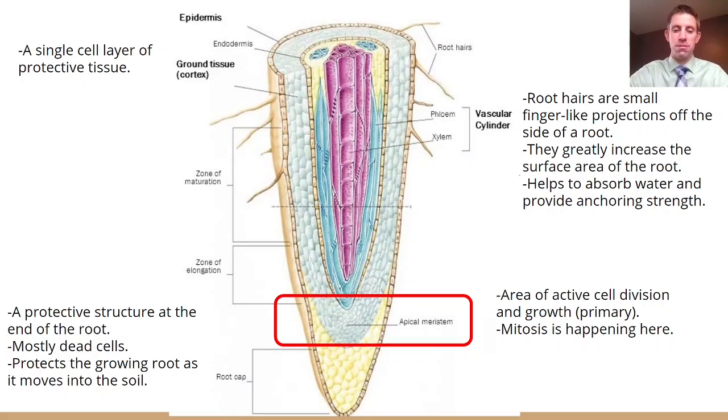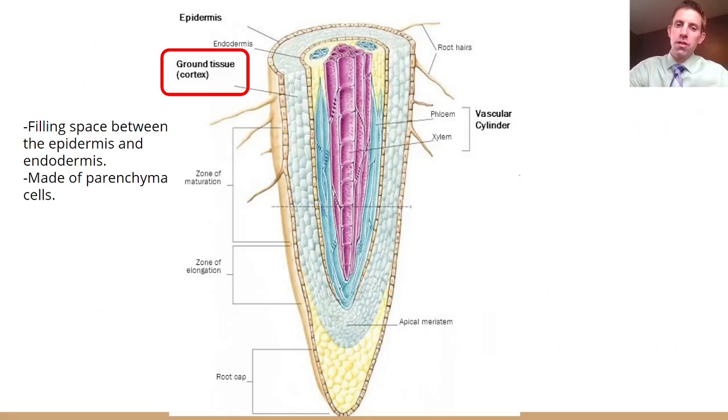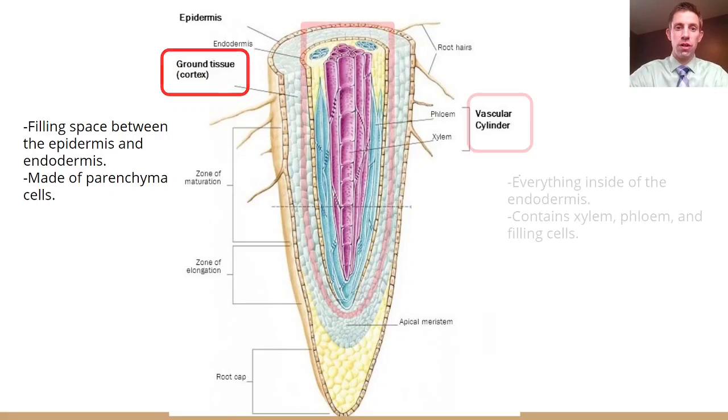This also happens at the tip of stems as well. The cortex is the tissue that's found, it's in this light blue color right here. You can find it just inside of the epidermis and outside of the endodermis, more on that in a minute. But the ground tissue, or the cortex as we like to call it, is mostly just filling space. It's made of parenchyma cells, and they're just there really much to take up space to make the root larger.